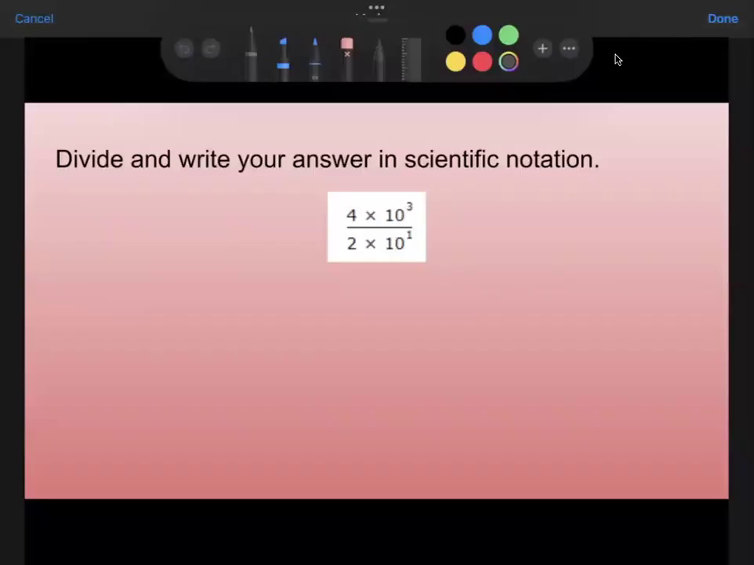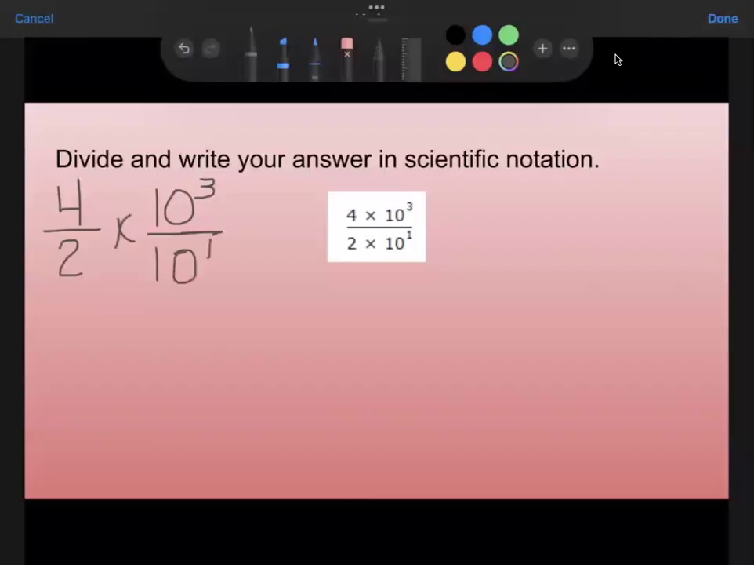Okay, here is the first one we're going to do together. We're going to take 4 times 10 to the third divided by 2 times 10 to the first. To make this easier, we are going to separate them because they're already separated into their factors. So we're going to rewrite it like this: 4 over 2 times 10 to the third over 10 to the first. That's going to help us see what each individual division problem would give us as an answer.